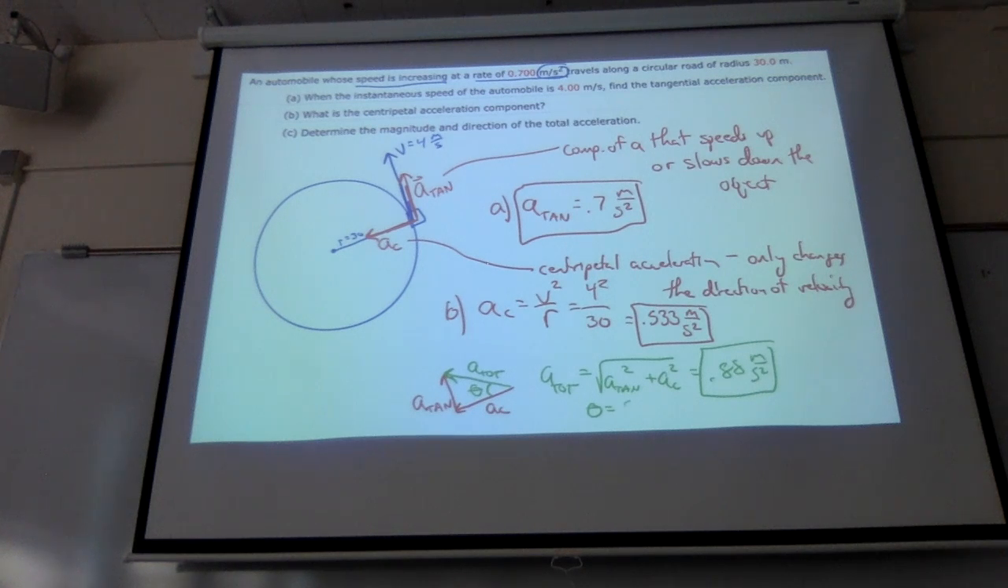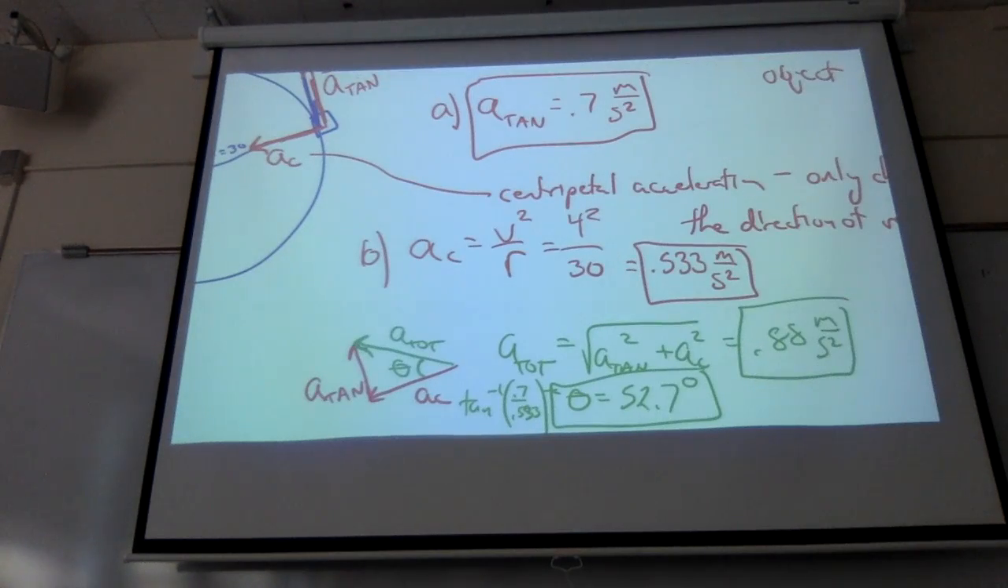Maybe something like 52.7, based on other things that I have here. That would be from the tangent. So tan minus 1, 0.7 over 0.533. Just totally out of range.